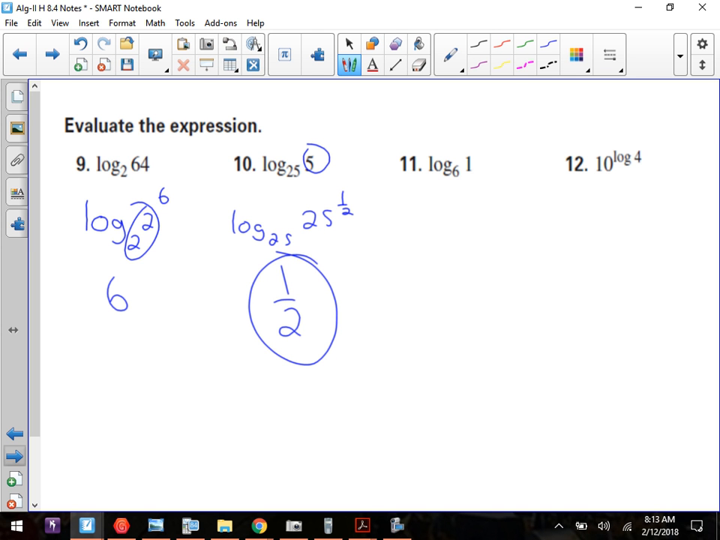Log base 6 of 1. Well, what's anything of log base? So it's got to be 0. Yep, it's got to be 0. Next, it's 10 to the log of 4. It's 4. Your answer is 4. How? Because what is the base of the log you don't see? 10. This is 10.